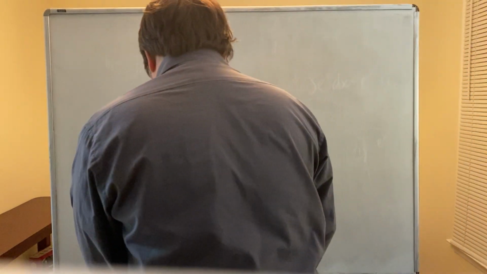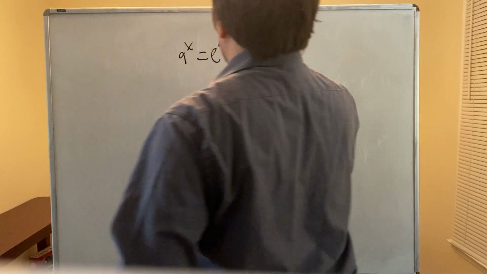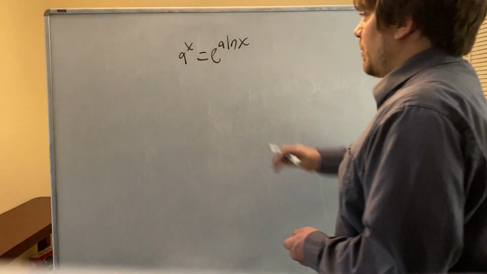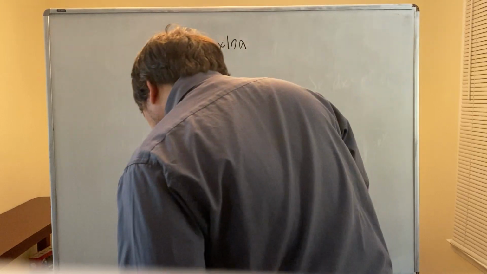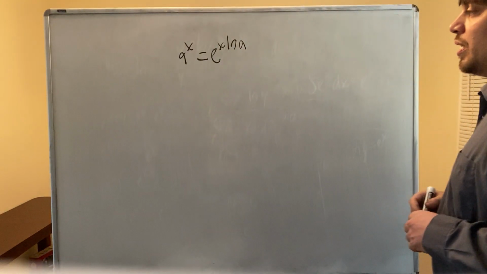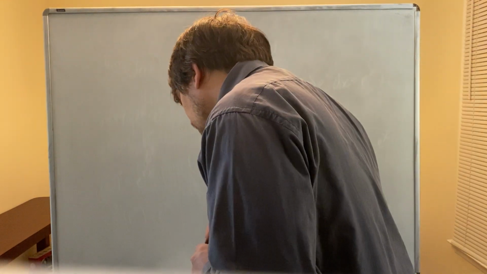Okay, so next is 5.4. So for 5.4, the first equation that comes up is a to the x equals e to the a ln x. I mean, e to the x ln a. Okay? So this is a way of expressing a to the x using e.